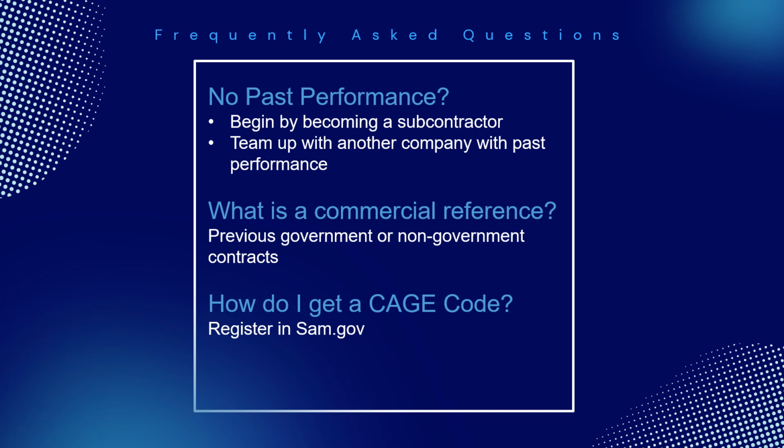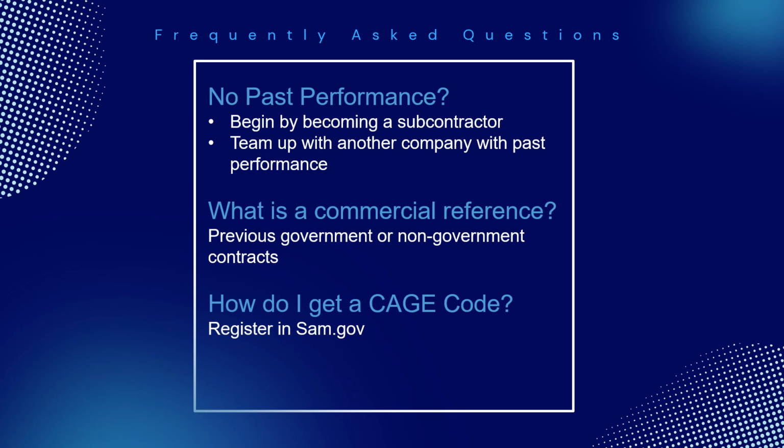Second, try a teaming agreement. You can team up with another business that does have relevant past performance. And in this case, you'll combine your strengths and qualifications with theirs to present a stronger bid. So for instance, if they're an 8A company and you have a teaming agreement, you are considered an 8A company with that teaming agreement.